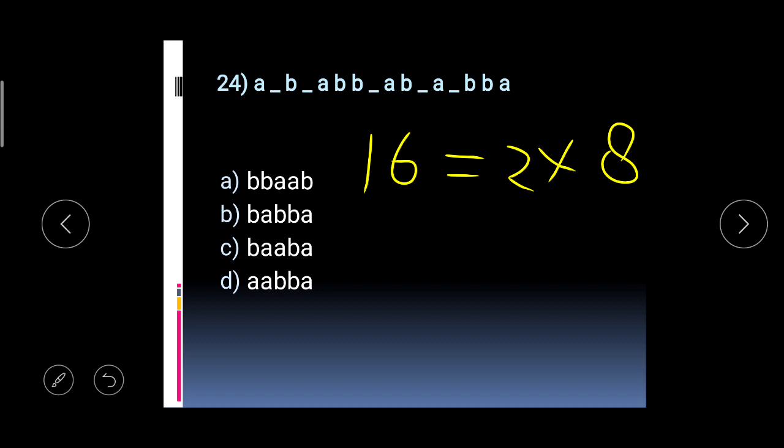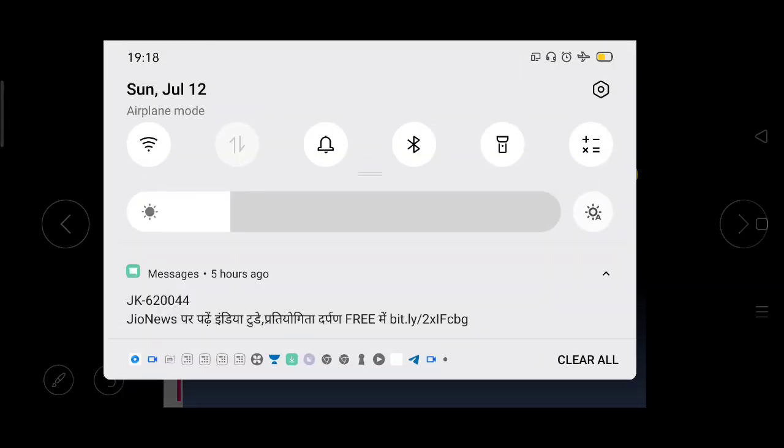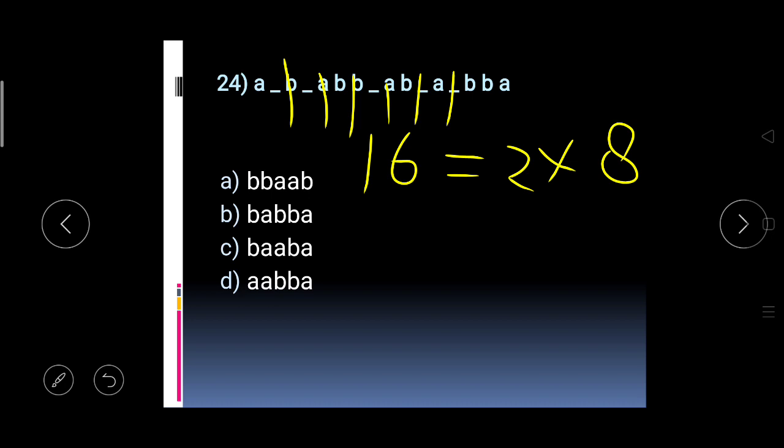with 2, right? Make a group of 2, 2, 2, 2, 2, 2, 2, 2, sorry, and 2, right? Okay. So it's like A dash, then B dash, then AB, then B dash, then AB, then dash A, then dash B, and then BA, right?